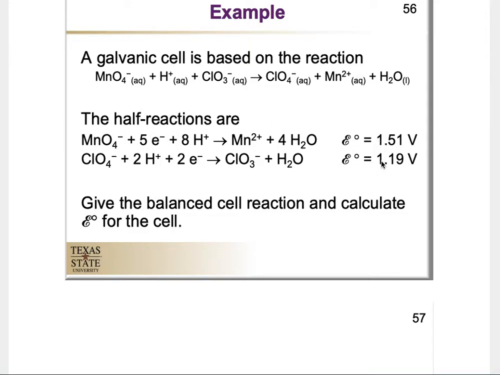The other one, which is this one in this case, is going to have to be reversed to become an oxidation. So let me go ahead and write that this one is my reduction, this one is my oxidation, but of course to be an oxidation, it needs to be rewritten as ClO3 minus plus water going into ClO4 minus plus 2 hydrogen ions plus 2 electrons. All right.